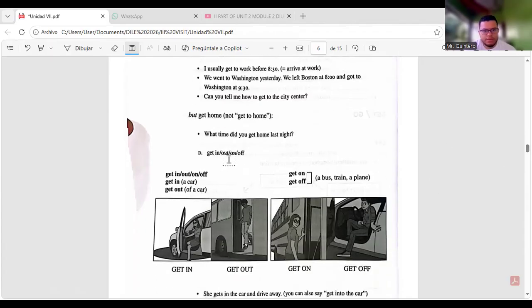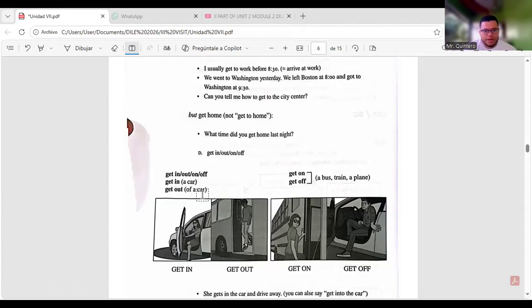Get in, get out, get on o get off. Aquí tenemos entra, sale, enciéndelo, apágalo. Or get on, in this case, actívalo en este caso. Get in, get out, get on, get off. Ajá, ir sobre, por ejemplo, sobre algo, get on. Ir en un bus, get off. Ajá, bajarse, subirse.